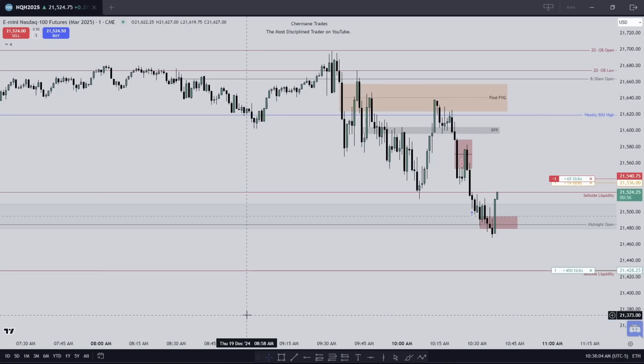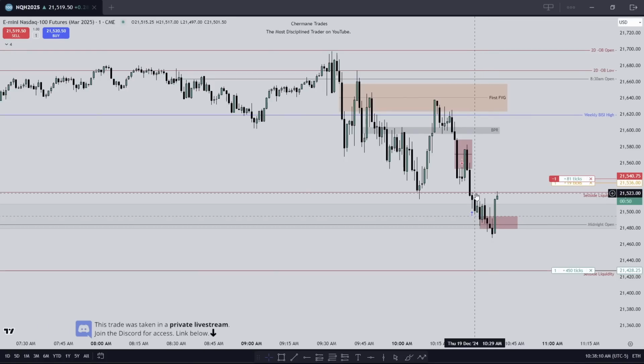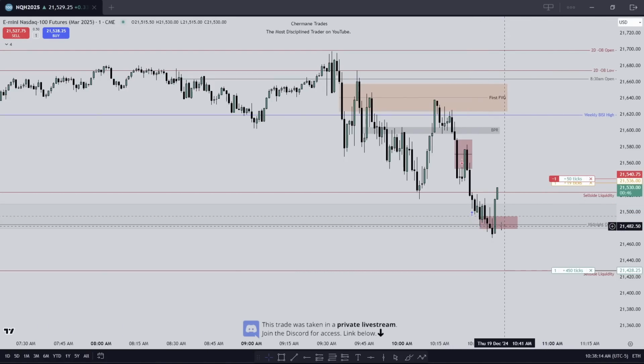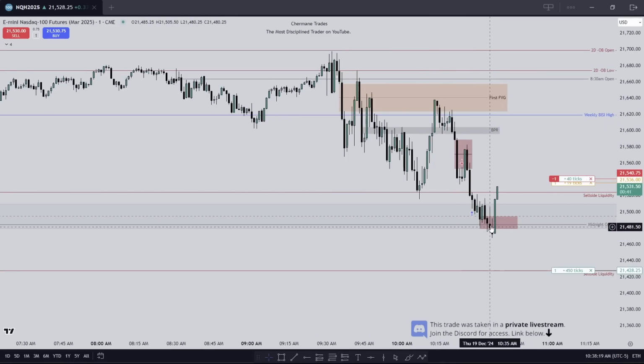Trading inside fair value gap. That inefficiency. This is a typical reaction after trading down to the new week opening gap. Trading down beneath the midnight open. But this is a beautiful, beautiful model panning out.